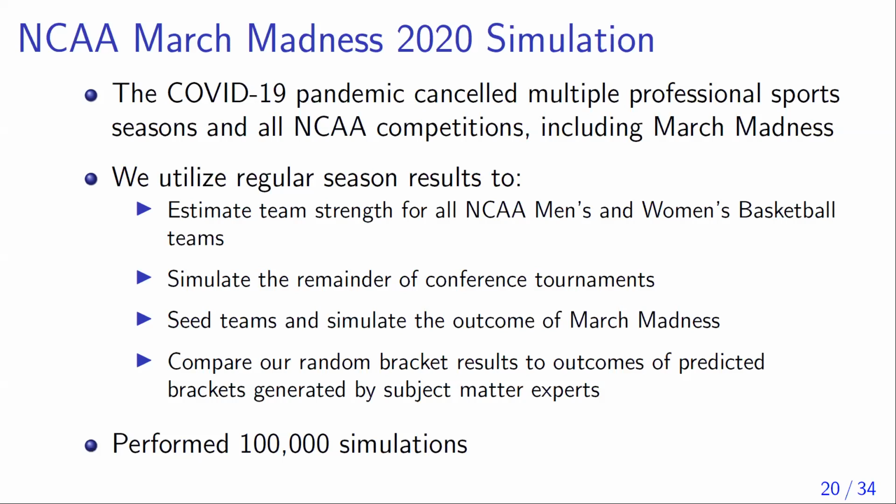We also seeded these teams based on the team strengths that we generated using the Harville Method and the regular season data. I don't think I have it in this slide, but we also compared our bracket results and simulation results to what might have happened with an alternate bracket. A lot of subject matter experts in basketball released their own brackets prior to cancellation, giving their idea about which teams would be at which point in the bracket and who would play who. So we also used those expert-generated brackets and compared what team might have done better in what bracket. And just for clarity's sake, we did this 100,000 times. So we effectively simulated the entirety of the remainder of the conference tournaments and March Madness 100,000 times.